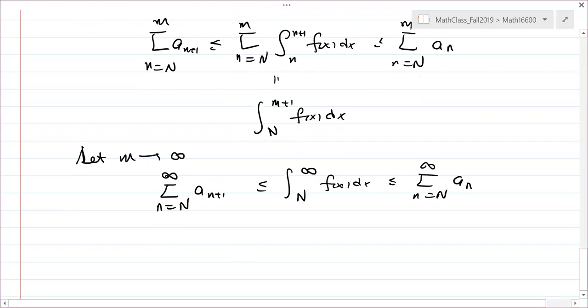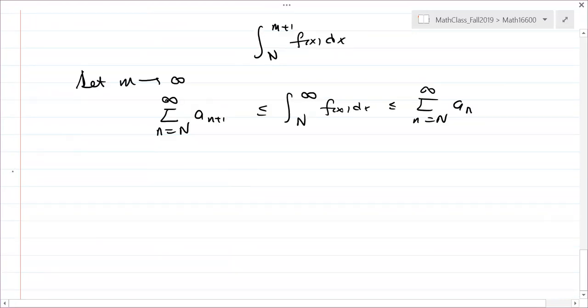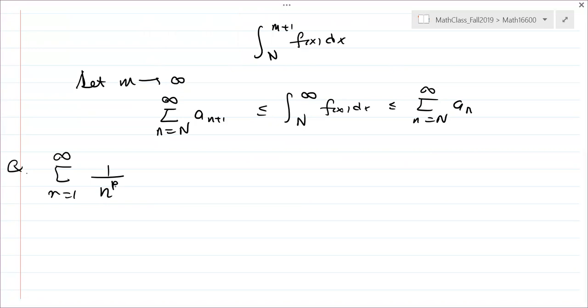All right, so let's take a look at the following series: the sum from n equals 1 of 1 over n to the power p. I want to see for what values of p this is convergent, and we assume that p is greater than 0. If it's not greater than 0, it's divergent, which is obvious.